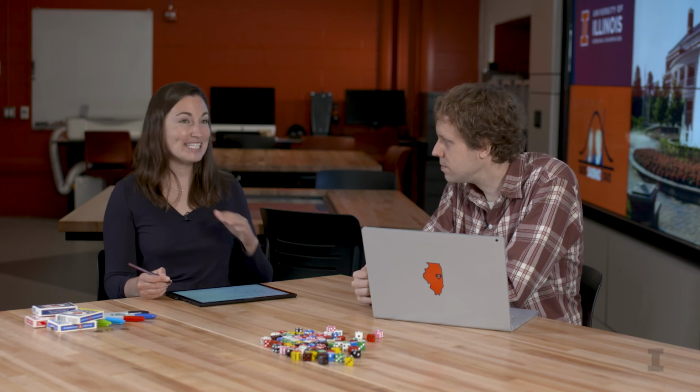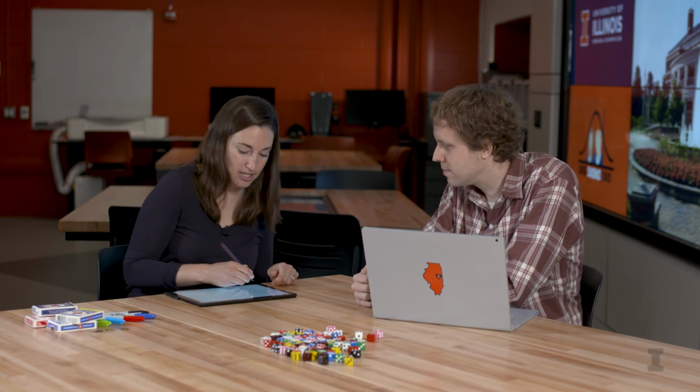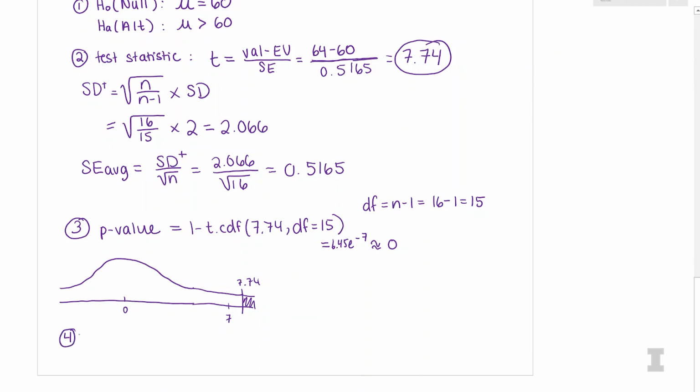So that is evidence against the null hypothesis. So in step 4, I'm going to use the same cutoff. My p-value is definitely less than 5%. So we reject the null and conclude there's evidence of the alternative.